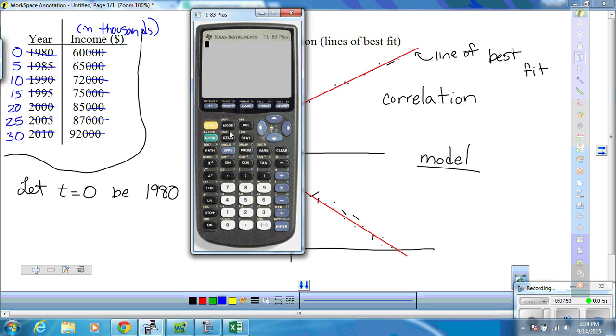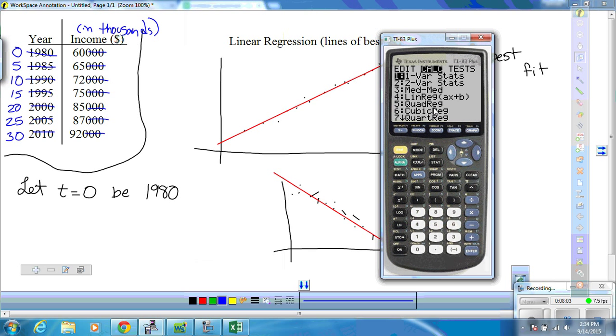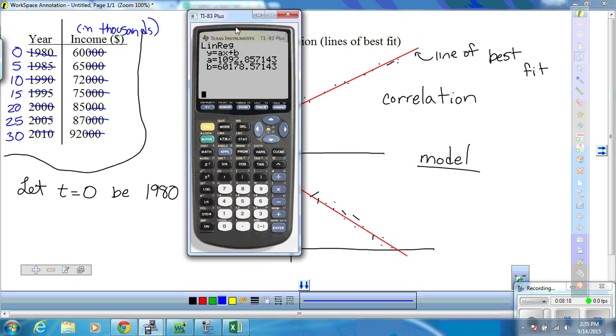And so then you can just quit. But if you go to stat and instead of going to edit, go to calculate, down here you'll notice choice number 4 is linear regression. Linear regression, LinReg. And you'll even notice it has the mx plus b formula, except they use an a instead of an m. The ax plus b formula, and if I choose linear regression and hit enter, it's going to give me the equation of the line of best fit that goes through the majority of those points.